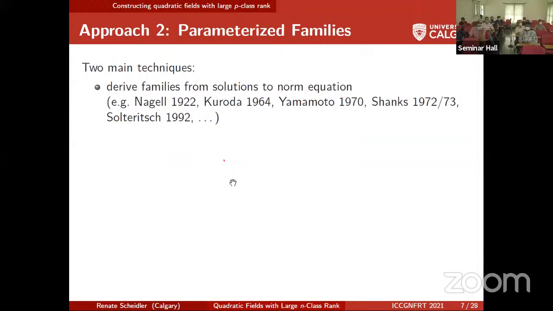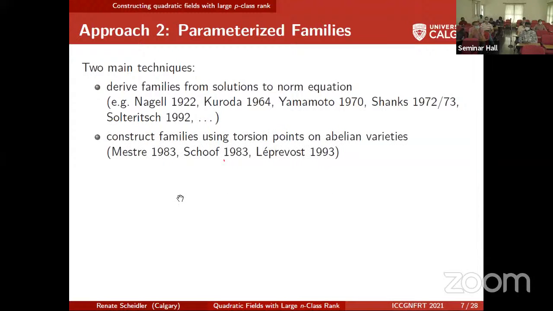The second approach is to find parameterized families. This follows in the footsteps of Nagel and Yamamoto, so you derive such families from the solutions to a norm equation. We'll see that norm equation in a little while. And this was Nagel's and Kuroda's approach, and then Yamamoto and Shanks extended this, and lots of others, with various families.